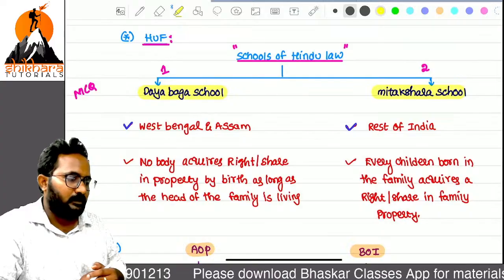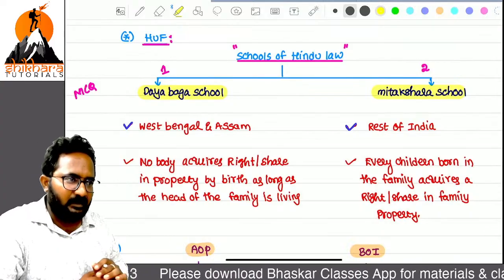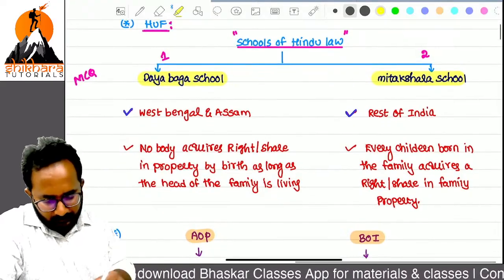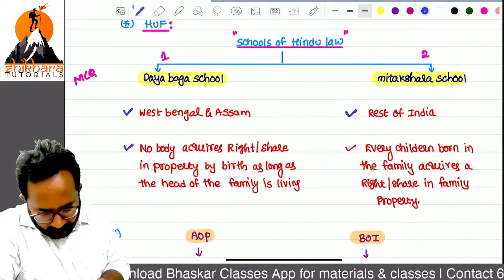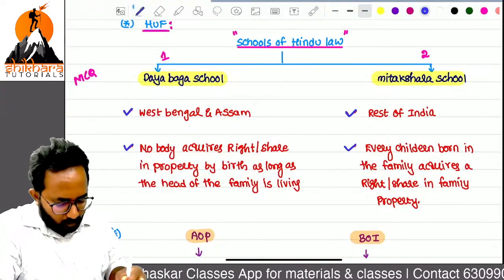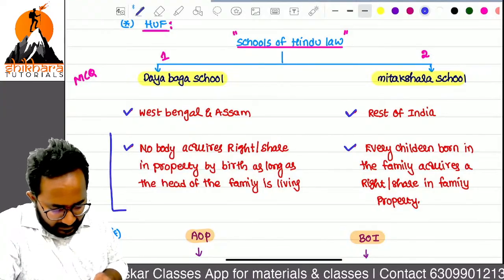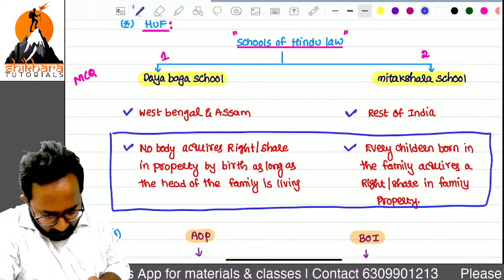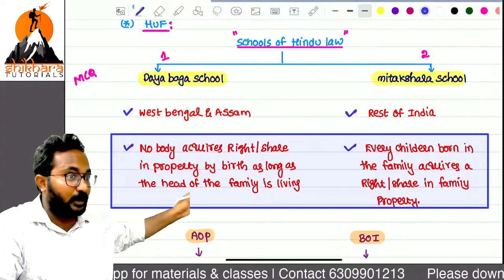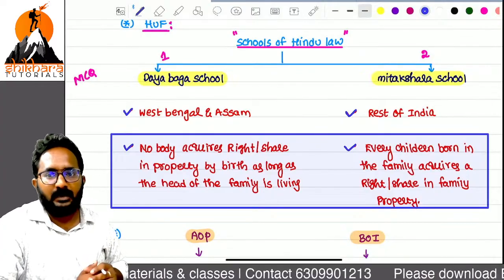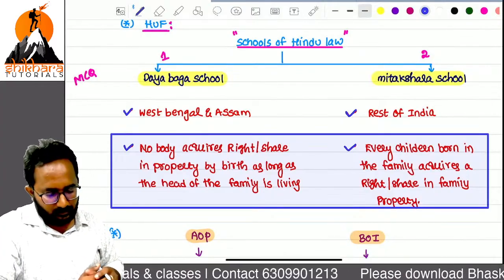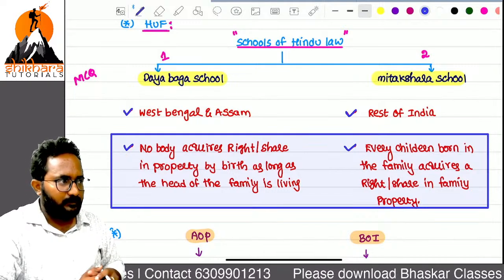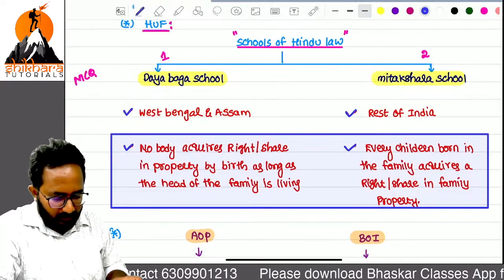Mitakshara. Sir, what is the difference between these two laws? There is only one difference, and I will tell you. Read this second point on both sides. You will get a clear idea about the difference between these two laws. This you can get as an MCQ. You also need to tell which one is beneficial for you. Try to read that.